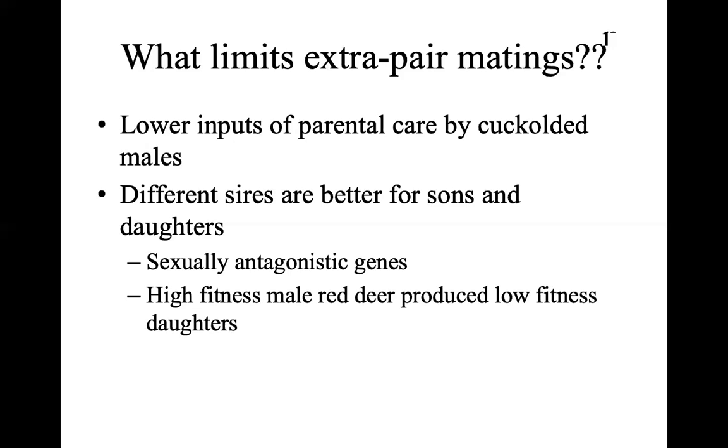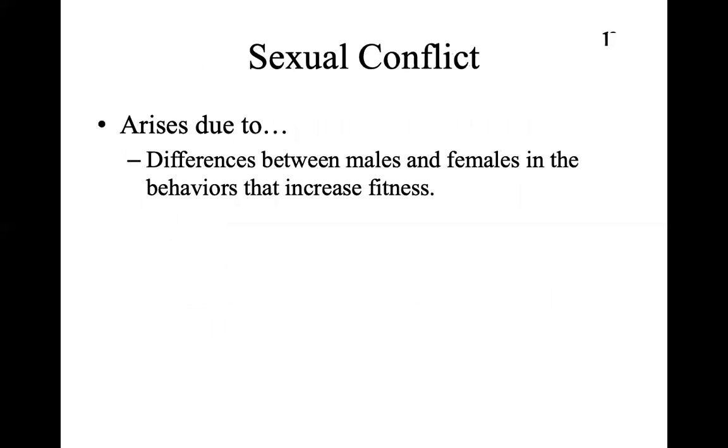Extra pair matings are pretty common. You'll find it, like I said, in birds that we normally consider monogamous, something upwards of 60% of females will actually have extra pair matings. And so monogamy in the way that humans think about it is not terribly common out in the real world.